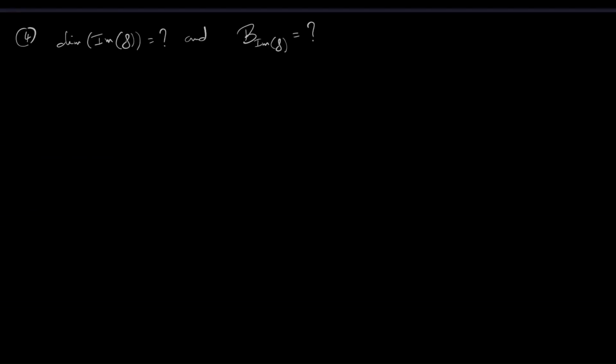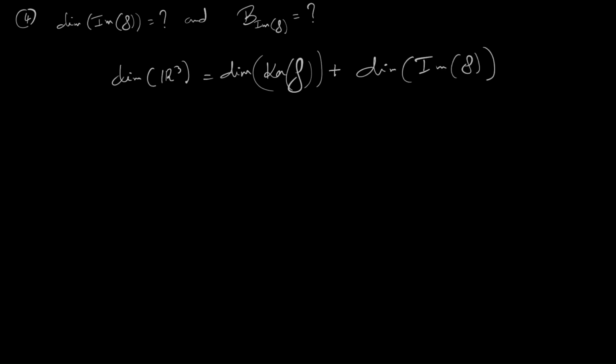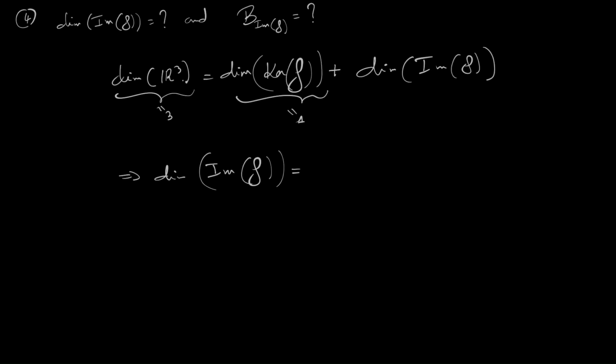For question number 4, we need to find the dimension of the image of f. To do this quickly, we will use a very famous theorem, which is the rank-nullity theorem. It states that the dimension of the starting space, which is the dimension of R3, equals the dimension of the kernel plus the dimension of the image. We know the dimension of R3 is equal to 3, and we found the dimension of the kernel is 1. So the dimension of the image of f is equal to 2.